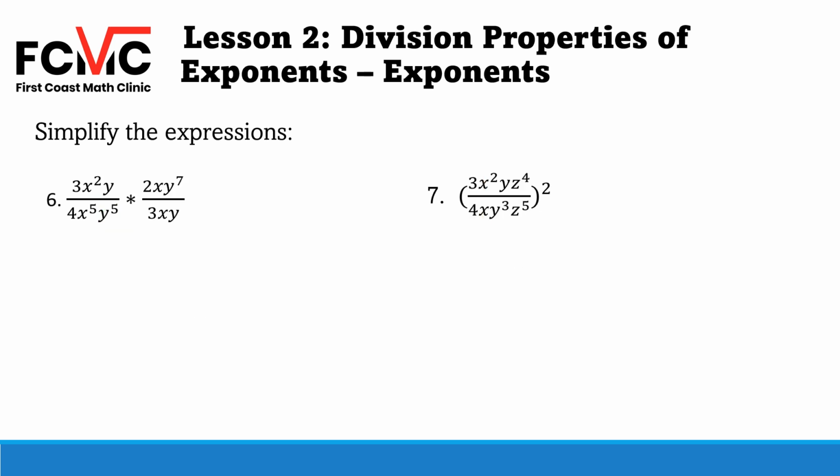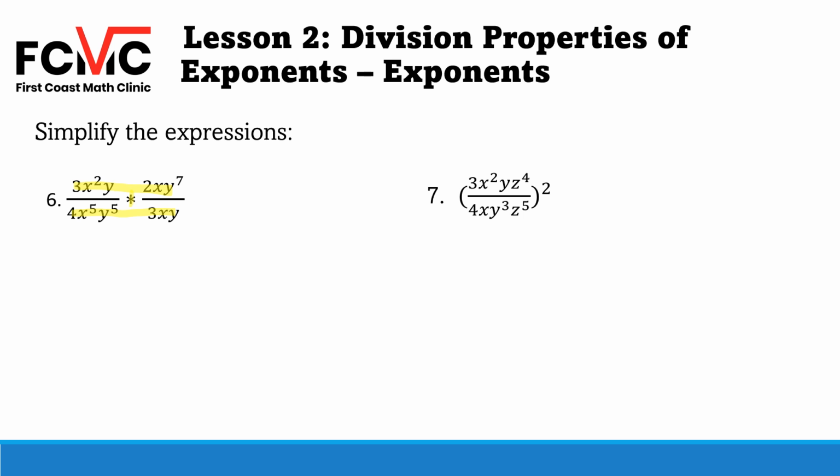So for example 6, we've got a couple things happening here. We've got 3x to the 2nd y over 4x to the 5th y to the 5th, times 2x y to the 7th over 3xy, and we're multiplying. So we're combining our multiplication properties of exponents and our division properties of exponents. I prefer to start with the multiplication. So let's start by simplifying this multiplication, multiplying our numerators and multiplying our denominators. So let's do one step at a time.